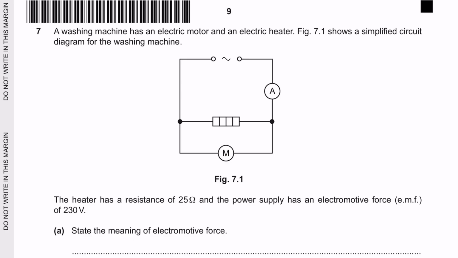A washing machine has an electric motor and electric heater. This is the motor and this is the heater. And this is the ammeter to measure the current. Figure 7.1 shows a simplified circuit diagram for the washing machine. The heater has a resistance of 25 ohm and the power supply has an electromotive force of 230 volts.